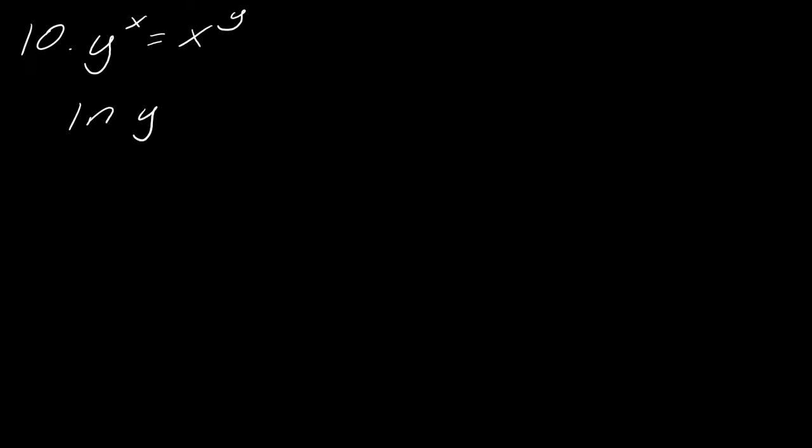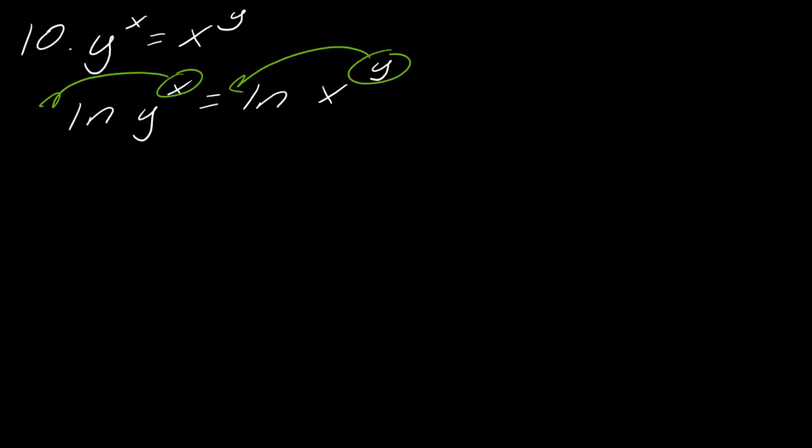So what I'm going to do is take the natural log of each side, and in doing that, that's going to allow me to bring each exponent down in front to get x times the natural log of y equals y times the natural log of x. And now from here, I can go ahead and take the derivative of each side using implicit differentiation.